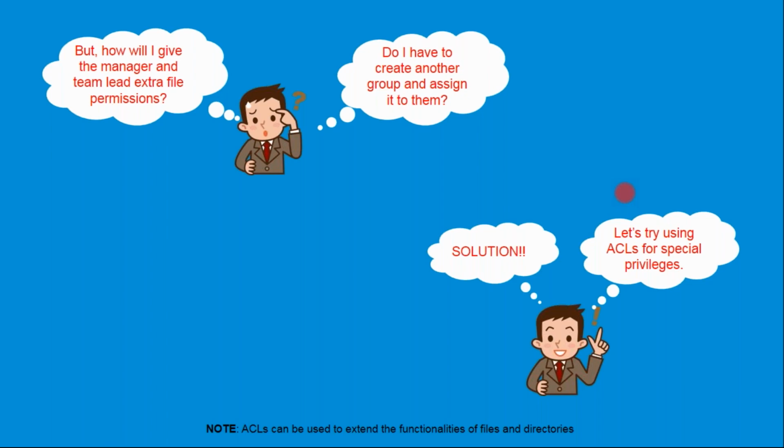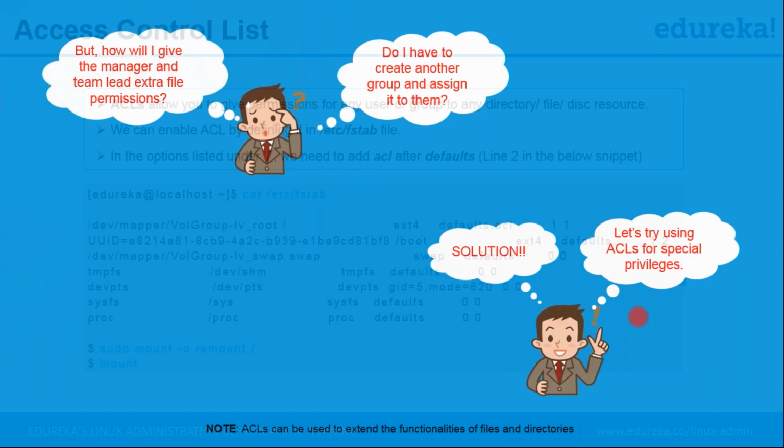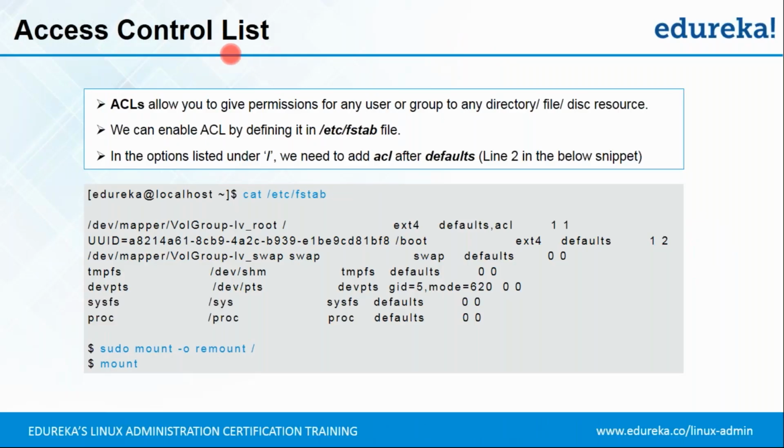To an extent, he could do that using file permissions, where he'll create a different group and assign me that group. But every time a different person comes in, can he do it? Can he give special privileges every time? No, he can't, not using file permissions. But using ACLs, he can. ACL extends the functionality of files and directories, and ACL stands for Access Control List. As the definition says, ACLs allow you to give permissions for any user or group to any directory, file or disk resource. That basically means anything accessible from the root can be given extra permissions using access control lists.